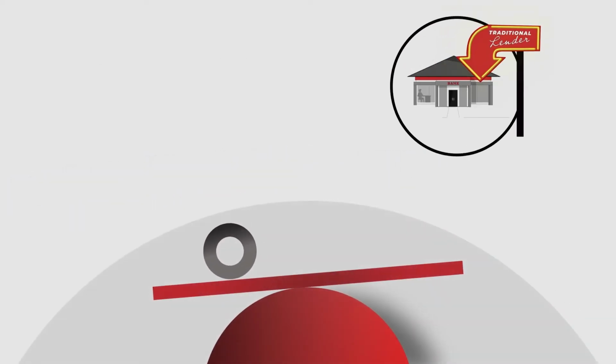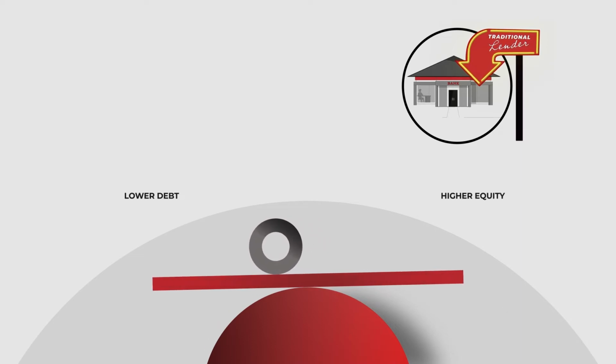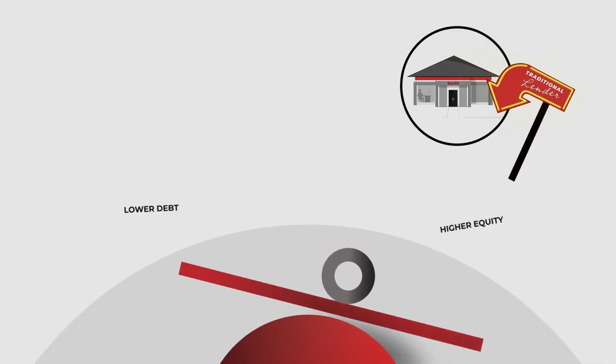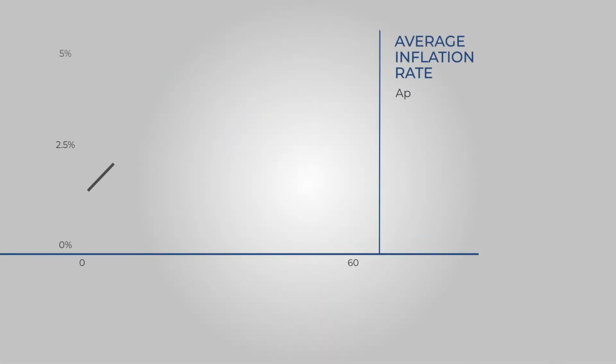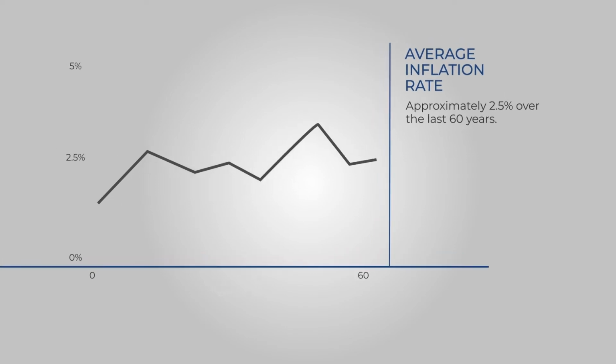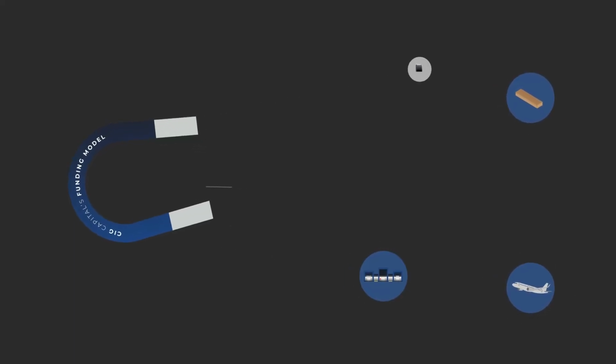Where most financial institutions typically like to see a balance between a lower debt and higher equity position on the projects, CIG Capital's model is different. We measure the assets by looking at future cash flow, contracts, and future valuation. For example, the average inflation rate is approximately 2.5% over the last 60 years. Having long-term debt is usually measured as a negative on a balance sheet. But with the CIG Capital funding model, we're leveraging all futures to create new projects today.